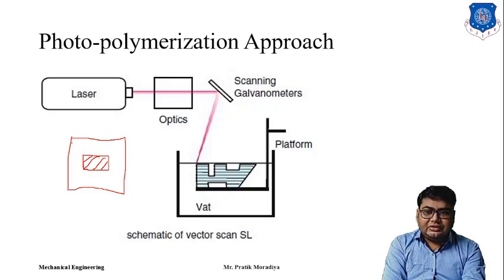So it will start from here. The laser will start scanning from here, and the computer will tell it that there is no part. So the laser will not turn off, but the mirror will guide the position of the laser from the top, and then it will move to the next layer, and then layer by layer.